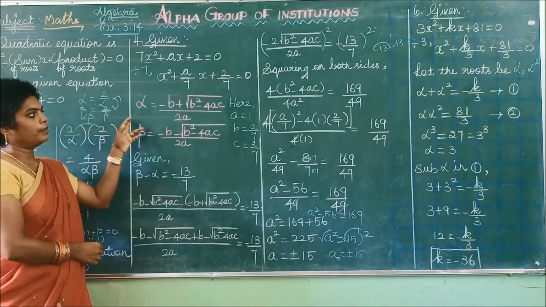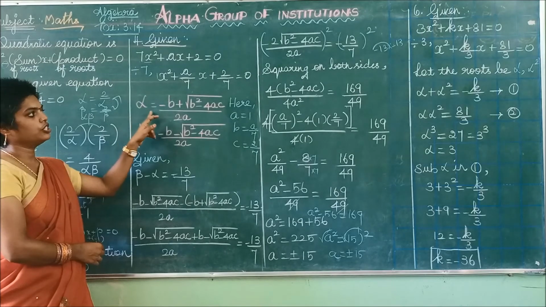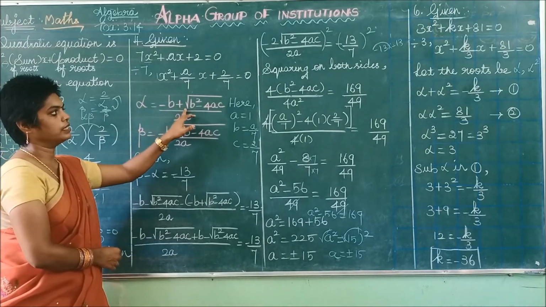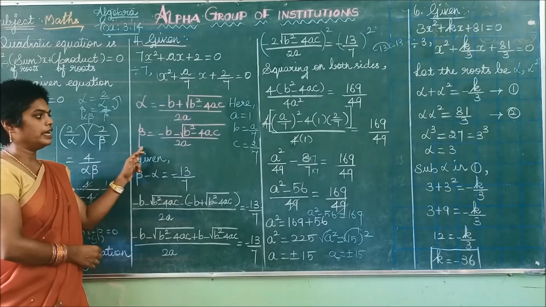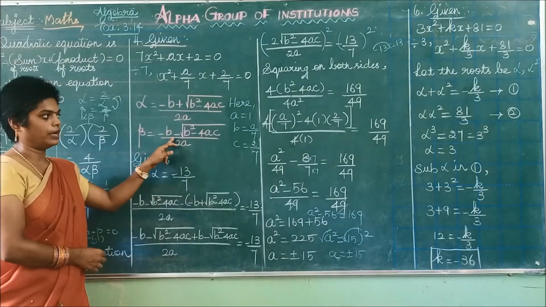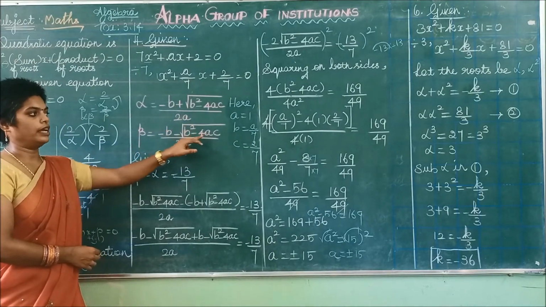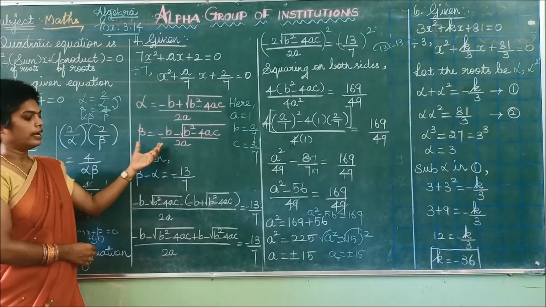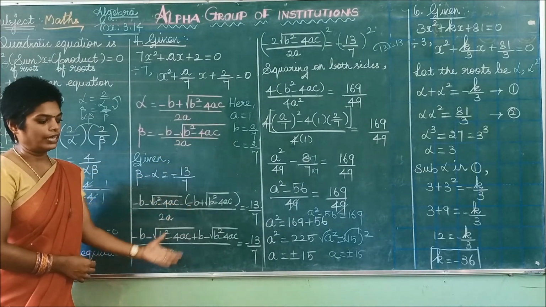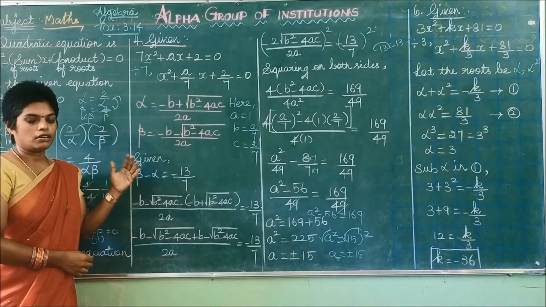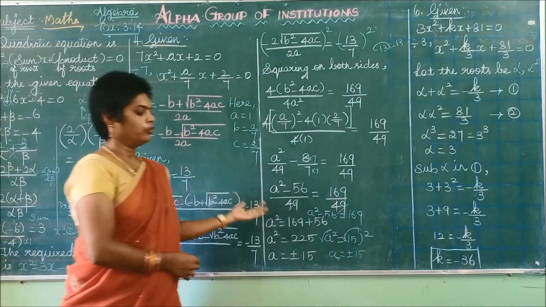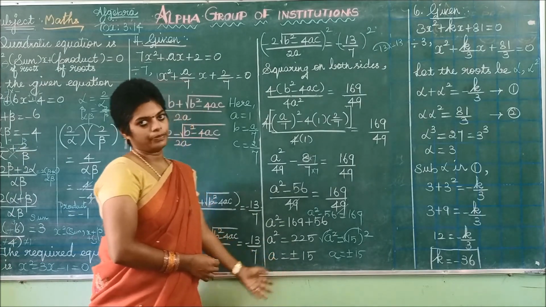So using the formula, you can write alpha, which is equal to minus b plus square root of b square minus 4ac divided by 2a, and beta, which is equal to minus b minus square root of b square minus 4ac divided by 2a. Now apply these values. You can equate. After solving this, you can take square on both sides. Then you find out the value of a.